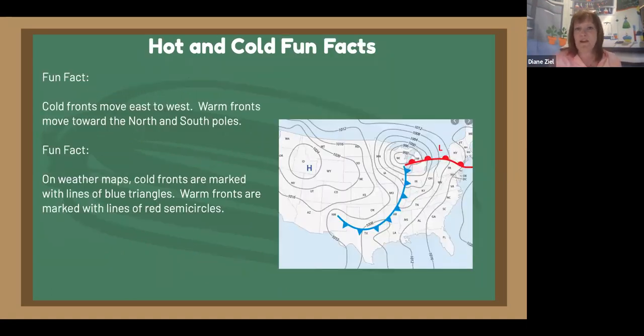So here are some fun facts about hot and cold. Cold fronts move from east to west, and warm fronts move from the north and south poles. So you can see that on this map. This cold front is moving across, while the warm front is moving up and down. When you see cold fronts or warm fronts on weather maps, cold fronts are marked by blue lines with blue triangles, while warm fronts are marked with lines of red semicircles.